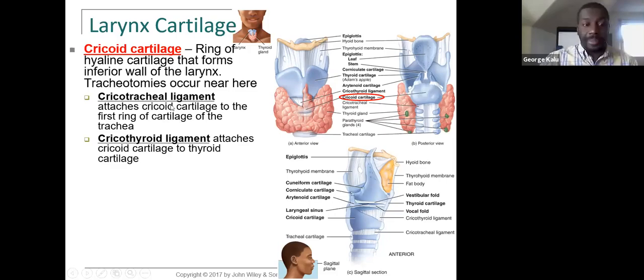The cricoid cartilage is held in place by two ligaments. The first one is the cricotracheal ligament, which is on the posterior side, and that attaches the cricoid cartilage to the first ring of the trachea. Then there's a cricothyroid ligament, which is more anterior, and that attaches the cricoid cartilage to the thyroid cartilage. Again, it holds it in place in that area.